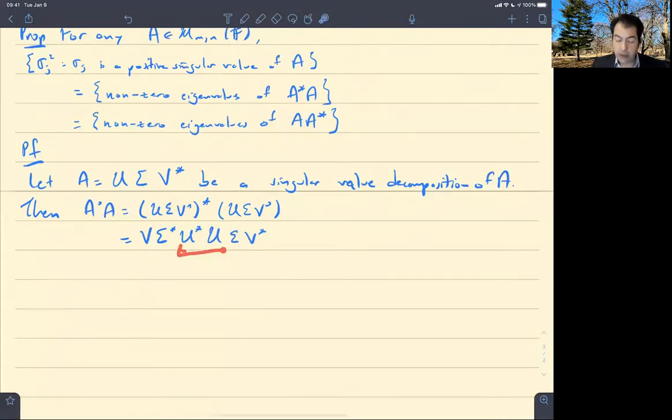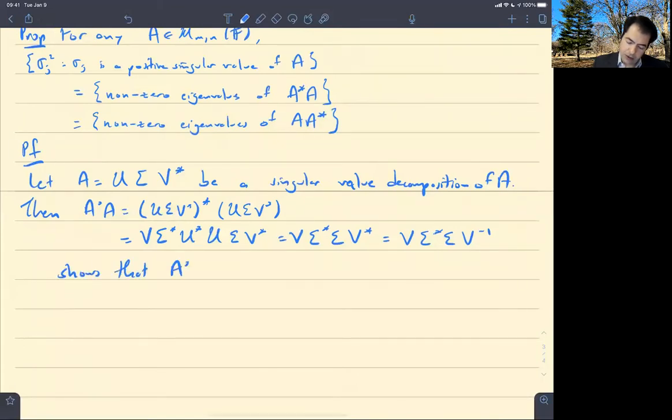Now, U is a unitary matrix, right? Its columns form an orthonormal basis. So U star U is the identity matrix. So I can write this as V sigma star sigma V star. And now because V is a unitary matrix, I can write this as V sigma star sigma V inverse, right? So this shows that A star A and sigma star sigma are similar matrices.